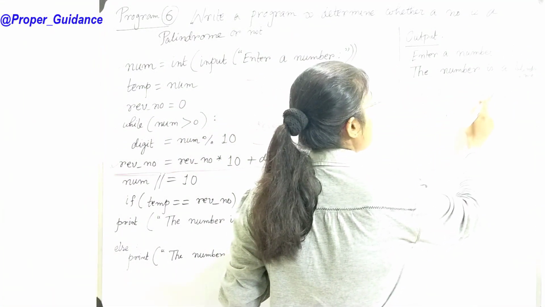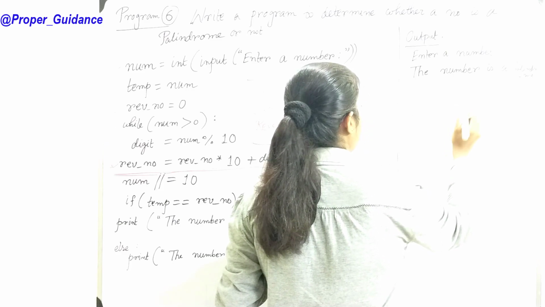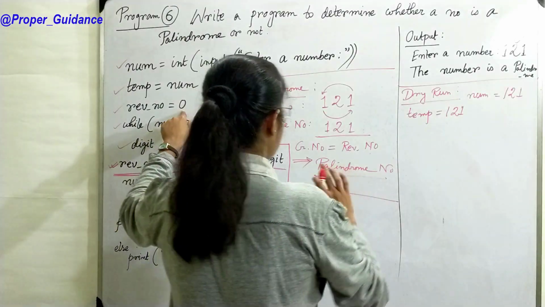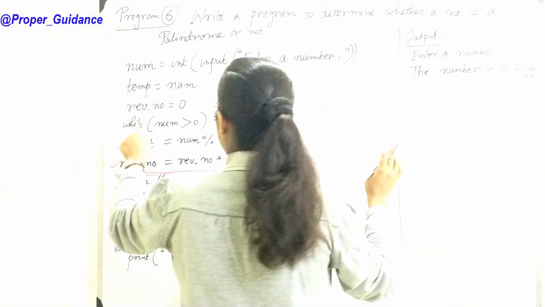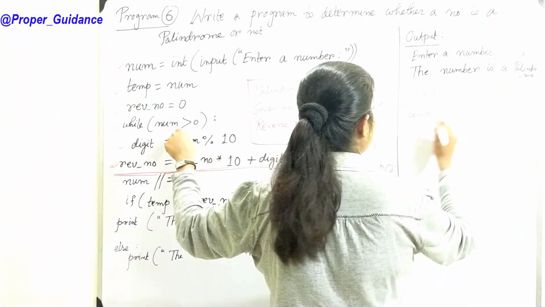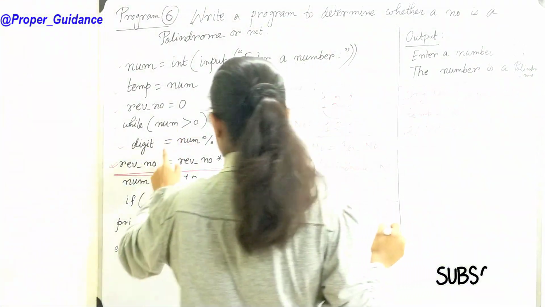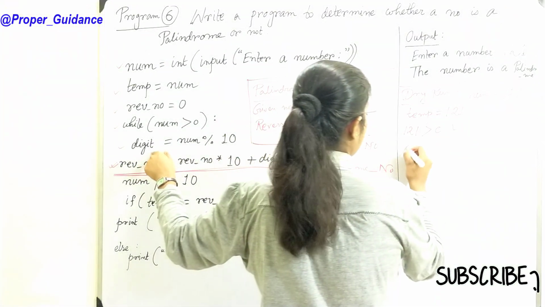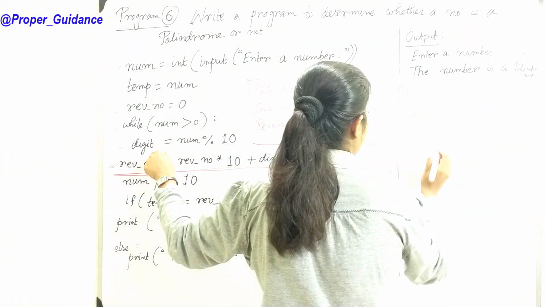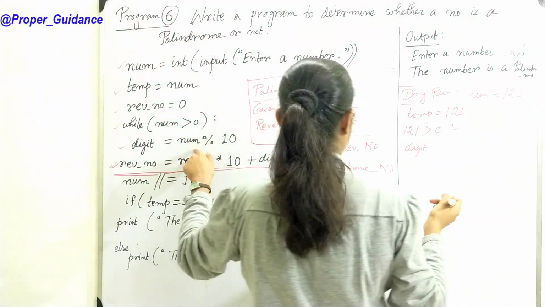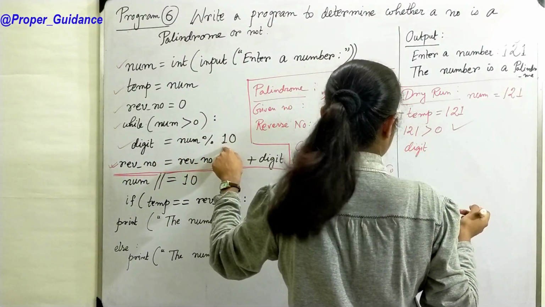Temp equals num equals 121, so temp equals 121. Now reverse number equals 0, as it is. While num is greater than 0: 121 is greater than 0, yes, obviously. Then digit, we will collect the digits of the given number. Digit will be taken like this: num modulus 10.